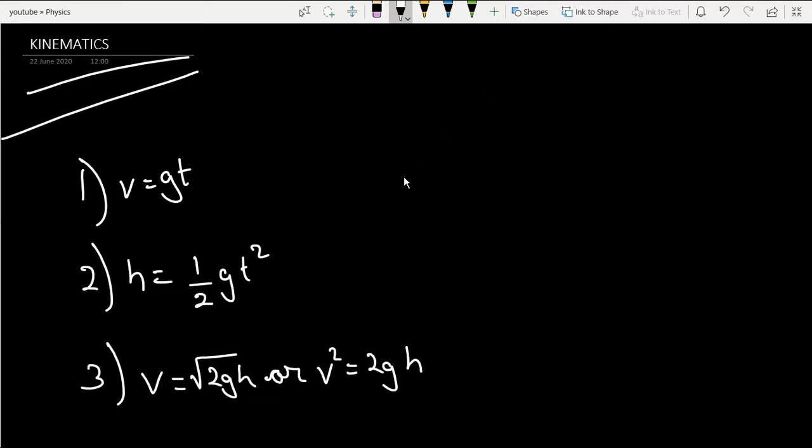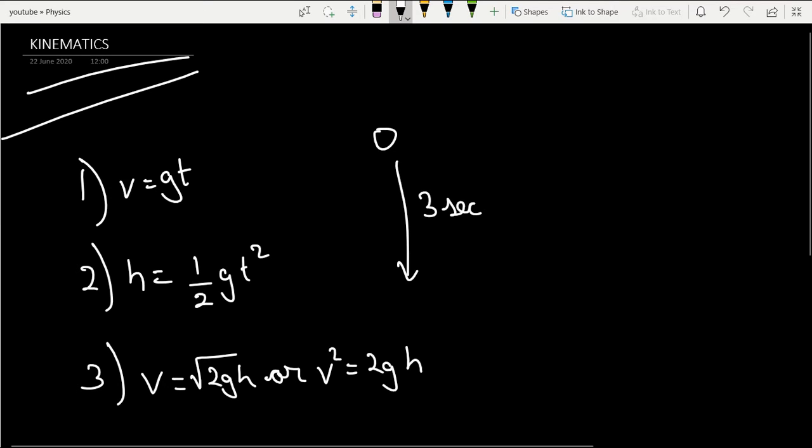So let's take a question. For example, a body is freely falling and it reaches the ground in 3 seconds. Then find the velocity of it. So the question is actually simple. We are going to use the first equation to solve this question. So v is equal to gt.